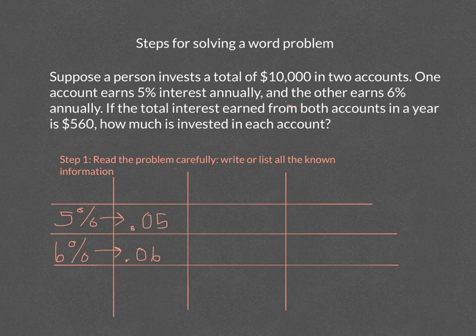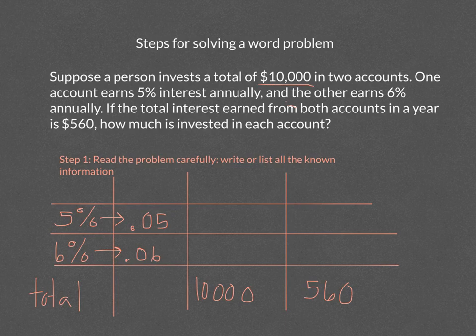The other things I have is I have my total amount invested, which is $10,000. I'm going to save this bottom column here for the total. So I had $10,000 total to invest, and the total amount earned from both accounts is $560. So right there, that is all of the information that I know.